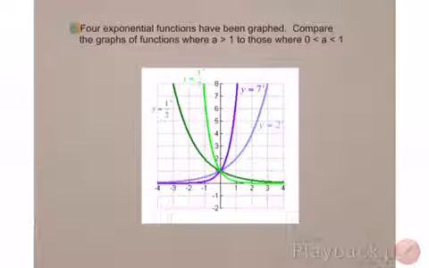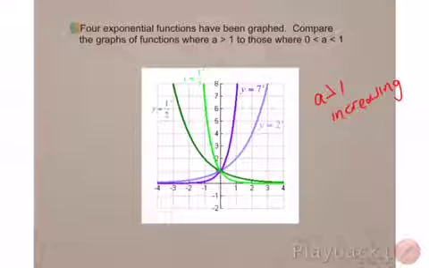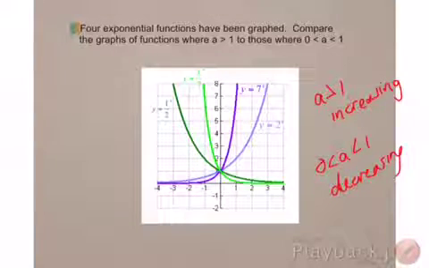Okay, so where a is greater than 1, my graph is increasing. So when a, oops, I need my pen, sorry. So when a is greater than 1, it's an increasing function. And when a is between 0 and 1, it's decreasing.